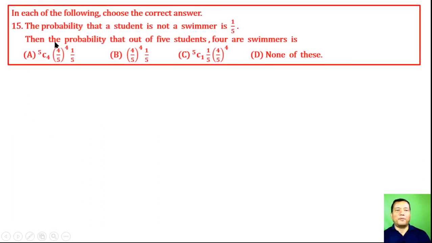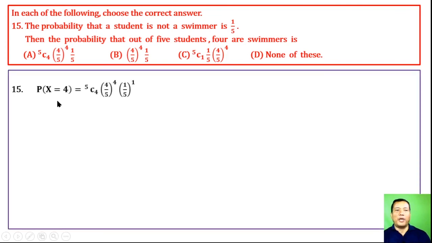Question number 15. The probability that a student is not a swimmer is 1 by 5. Then the probability that out of 5 students 4 are swimmers is: here P of x equal to 4, 5 C 4. The value of p is 4 by 5 power 4, and q is 1 by 5 whose power is 5 minus 4, that is 1. Simplify, we get this and the correct option is A.